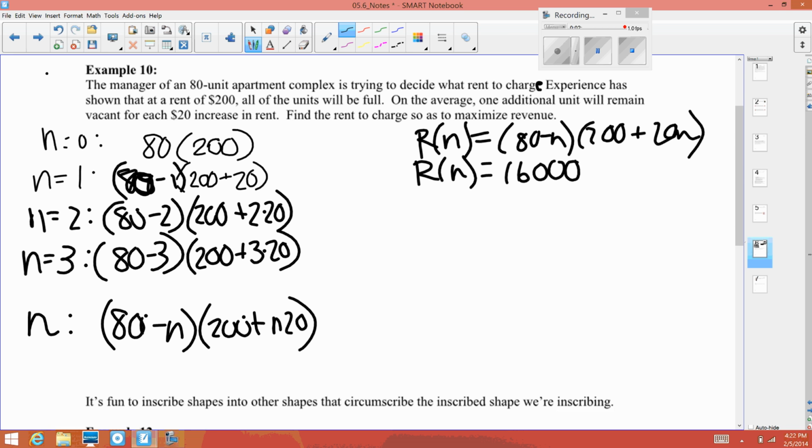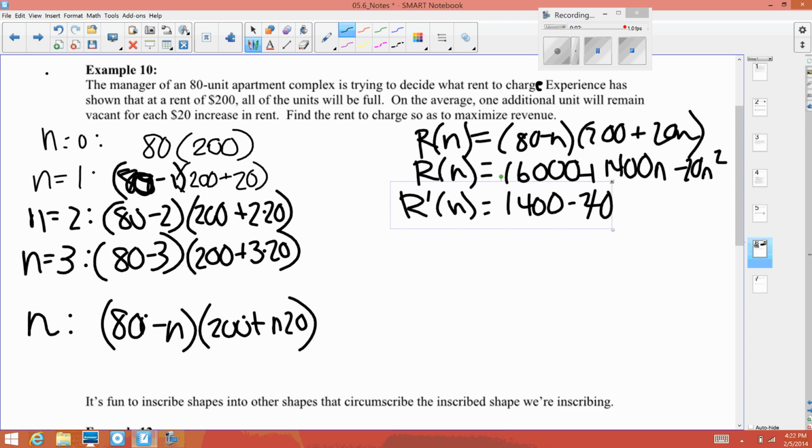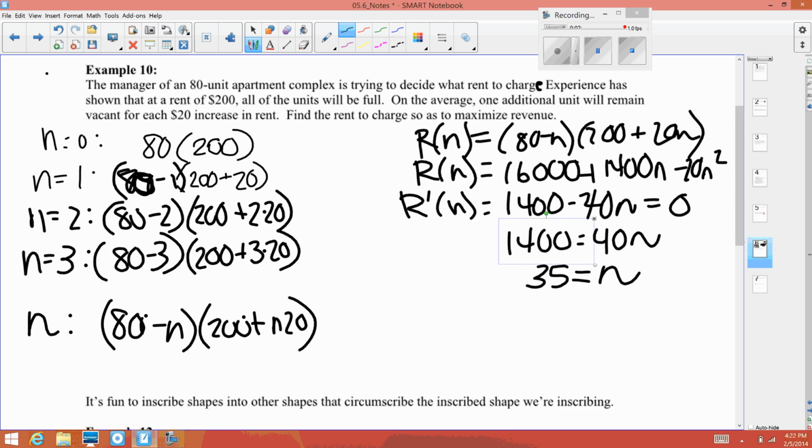All right, so that'll be plus, what's that? If I have this right, I think it's 1400n minus 20n squared. Okay, in order to optimize this, I have to take the derivative. So 1400 minus 40n. All right, so 1400 equals 40n. And divide by 40, I think it's 35. So that's the number of people I should have in order to optimize or maximize my revenue.